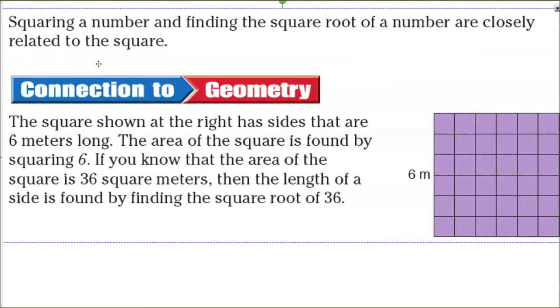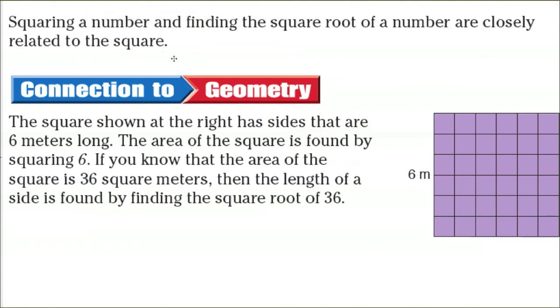Okay, next. Now, consider this concept. Squaring a number and finding the square root of a number are closely related to a square. Remember, we talked about at the beginning that we will find out why it's called a square root. Let's look at this one. The square shown at the right has sides that are 6 meters long. The area of the square is found by squaring 6. If you know the area of the square is 36 square meters, then the length of each side is found by finding the square root of 36. What is it saying? It's simply saying that both sides are 6 meters.